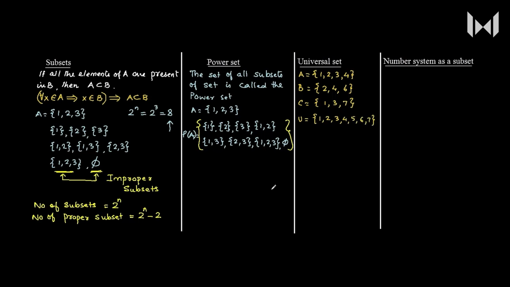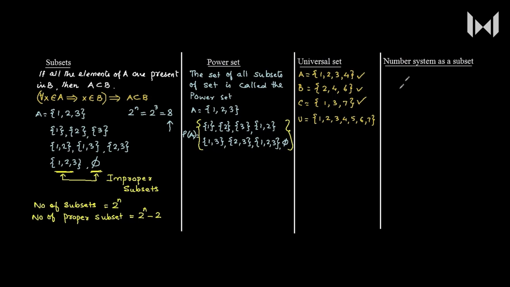Now, if you look at this, the set U contains all the elements of set A, that is 1, 2, 3, 4, set B 2, 4 and 6 and set C 1, 3, 7. So over here we can see that A, B and C are all subsets of a certain given set. This certain given set is called a universal set. Normally people define universal set as the set of all the elements. Yes, but it has to be with respect to certain given information. A universal set may differ from question to question.